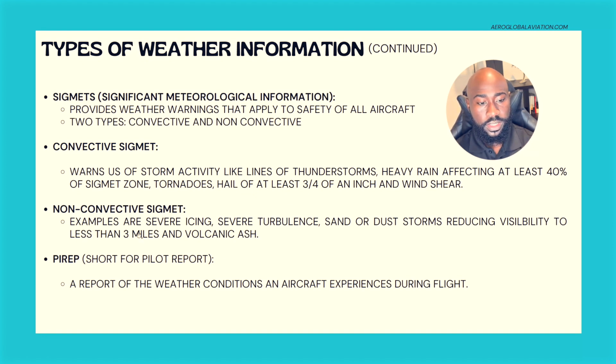And then the non-convective SIGMETs are more severe versions of AIRMETs. These are severe turbulence, severe icing, sandstorms or dust storms that are reducing visibility to less than 3 statute miles, and volcanic ash. So anything that affects your visibility, and severe versions of AIRMET conditions that can actually affect bigger aircraft. Those are non-convective SIGMETs, and they're non-convective because they don't have convective activity like thunderstorms. So that's the difference between convective and non-convective.